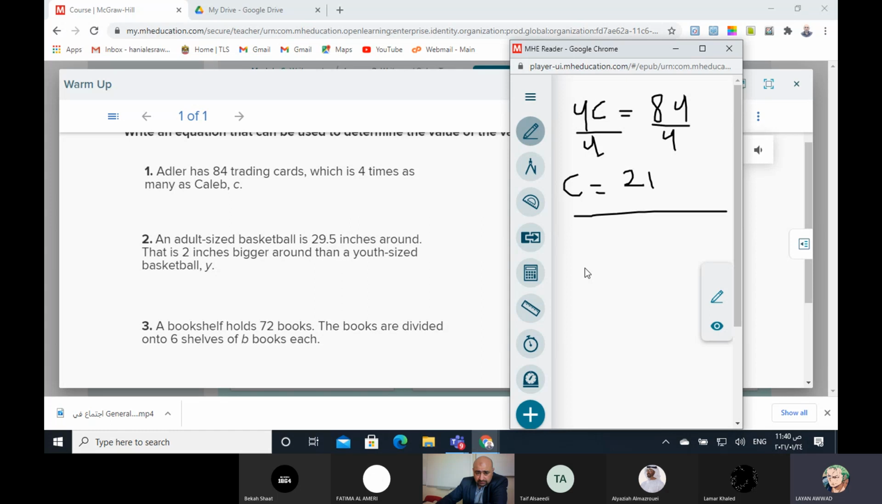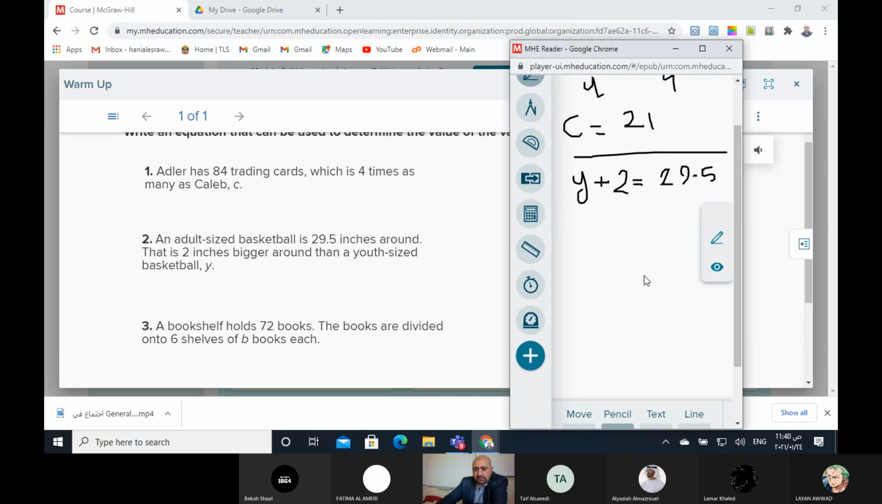Maybe 2 times y. Here it is not times, because the question said 2 inches bigger around. Bigger means more than, means plus. And the variable here is y. So I can write y plus 2 equal 29.5.